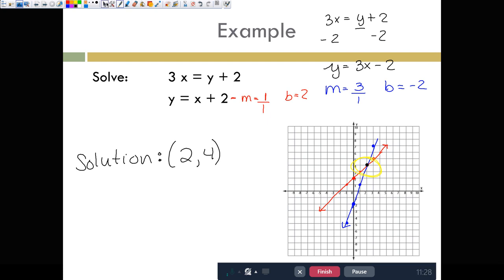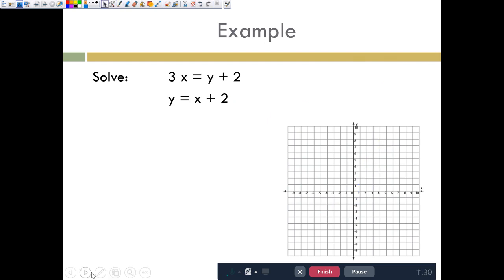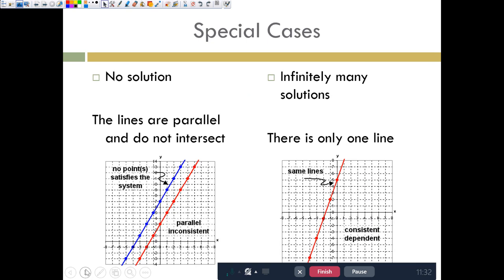Right, and then we have some special cases. If they are parallel lines and they do not intersect, then there is no solution because they do not intersect. And what do we know about parallel lines? What do they have that is the same? Yes, slope. So if it isn't asking you to graph, it's asking what is the solution, and you identify that the slopes are the same, then you can say there's no solution. However, sometimes it's going to tell you to graph and then determine the solution, then you do have to graph them.